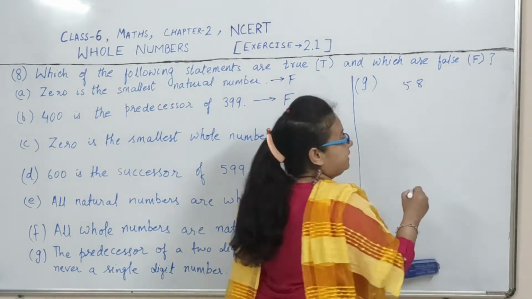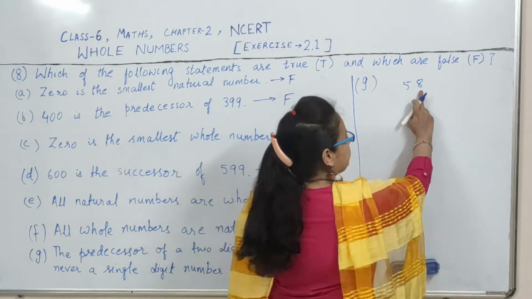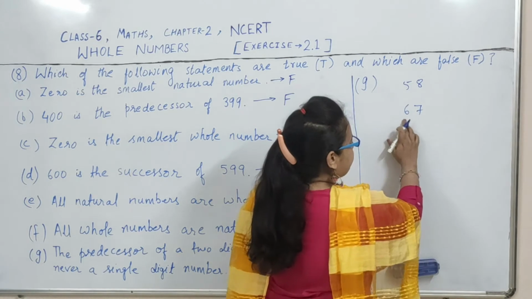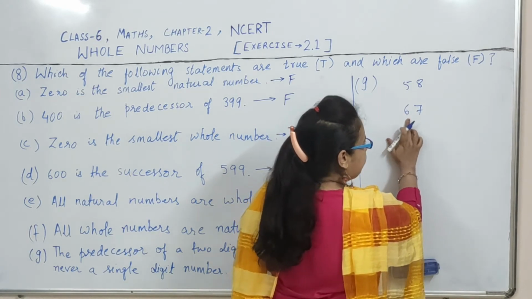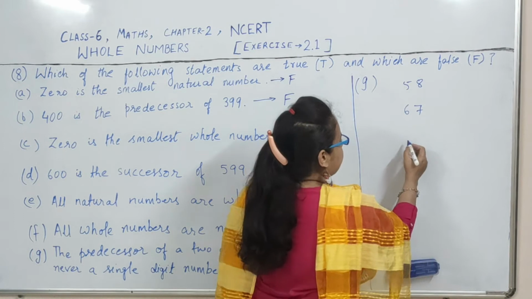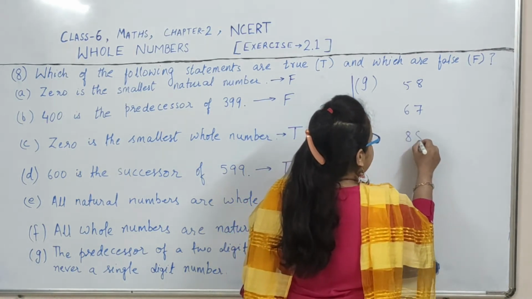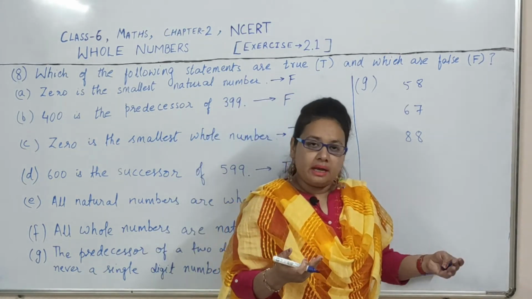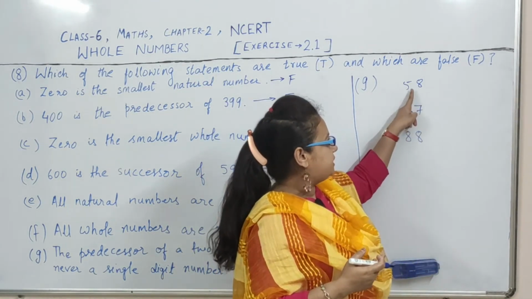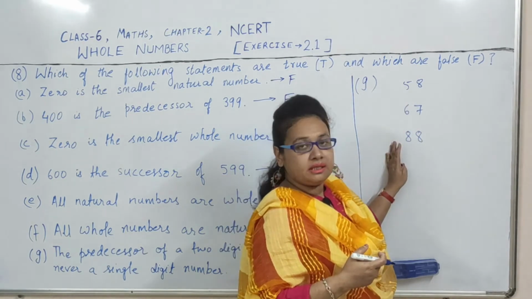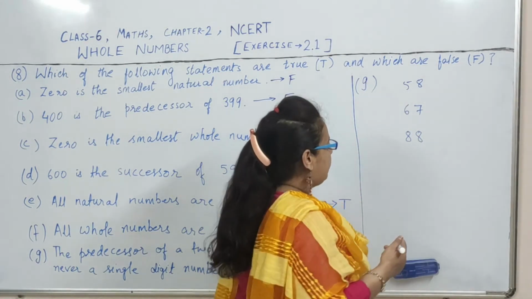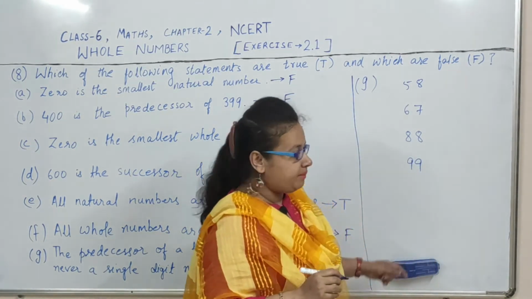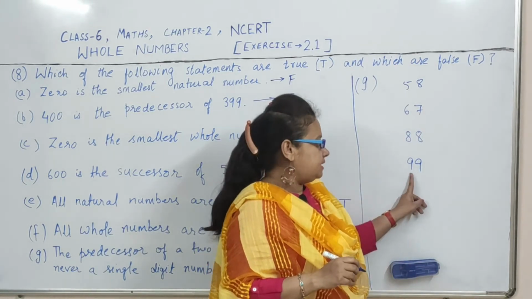See, 58, it is a two-digit number because it has two digits. Okay, 67, it is a two-digit number. Two digits are there in this number. The other two-digit number is 88. It is also a two-digit number. So, like that we have many two-digit numbers. These all are two-digit numbers. What other two-digit number is there? 99. It is also a two-digit number because it has two digits. This digit and this digit.